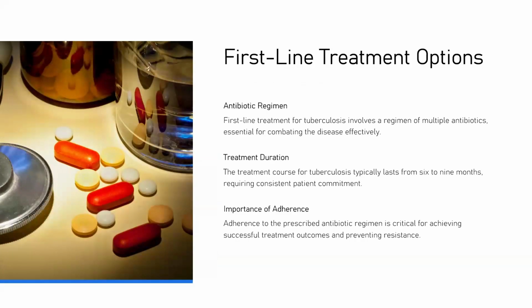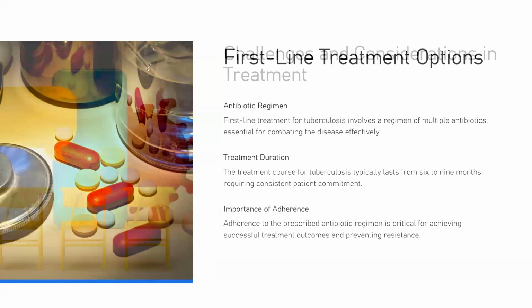So the first-line treatment options include antibiotics, which are essential for combating the disease effectively. The treatment course for tuberculosis typically lasts from 6 to 9 months, requiring consistent patient commitment. And adherence to the prescribed antibiotic regimen is crucial for achieving successful treatment outcomes and preventing resistance.